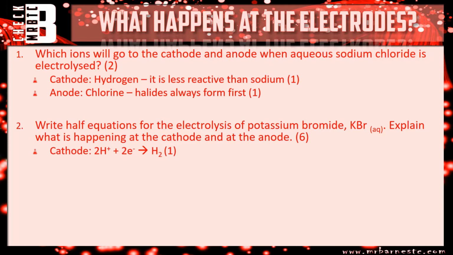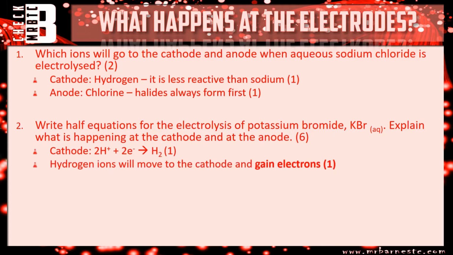1 mark for that. The second 2 marks for this part are talking about what has happened in terms of electrons. So we've gained 2 electrons, so you get 1 mark for saying gain of electrons, and then 1 mark for saying oil rig, oxidation is loss, reduction is gain, so it's been reduced.